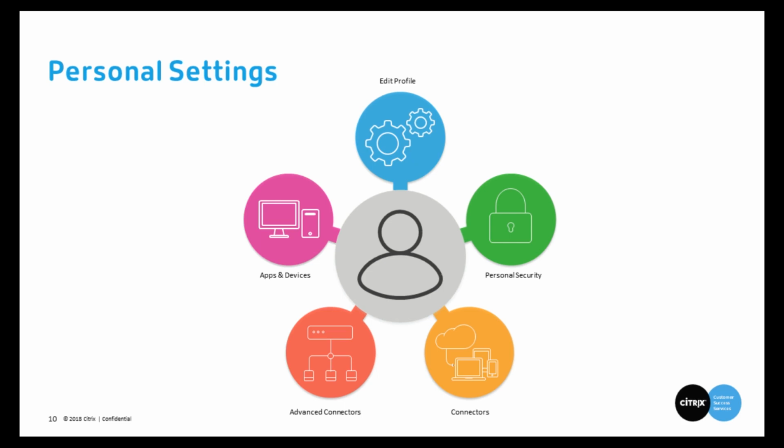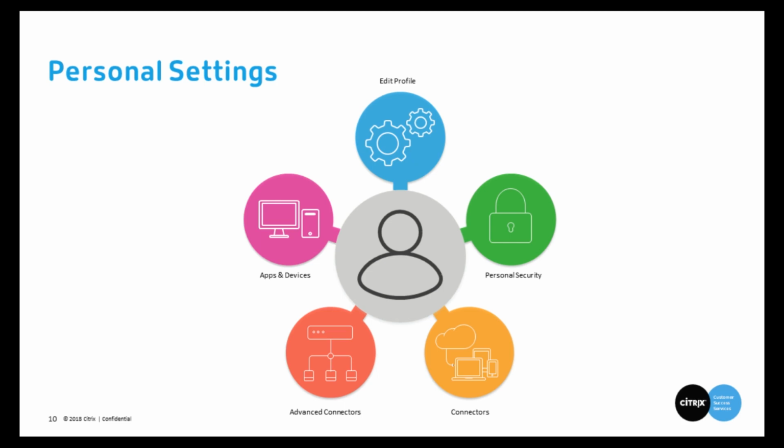The second one is personal security, where you can set up two-step verification, where you can use your phone to provide an extra layer of security for your username. You can either set up Telesign or register a QR code to log in.